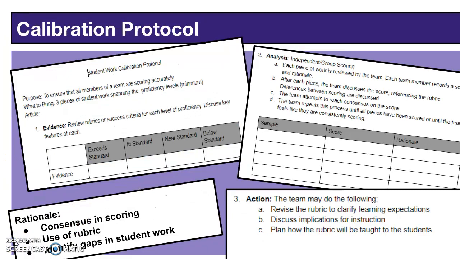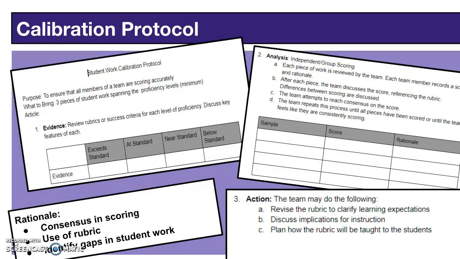The next data analysis protocol I'll talk about is called our calibration protocol. And when teachers calibrate, they are trying to ensure that they have a clear understanding of a rubric and that they're scoring work consistently. And this is something that they would do before grading or before doing a CFA on something that might have a short constructed response or a writing piece.